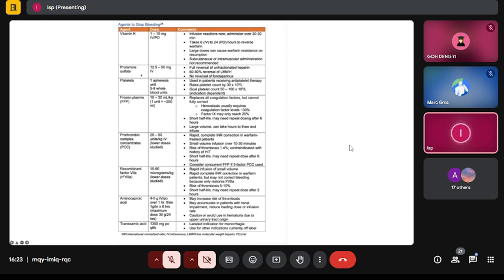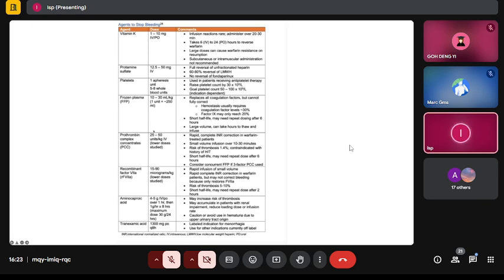So platelet you give for thrombocytopenia, for low platelet, okay? Or someone receiving antiplatelet therapy, okay? Or FFP is to reverse, to correct all the coagulation factors, okay?